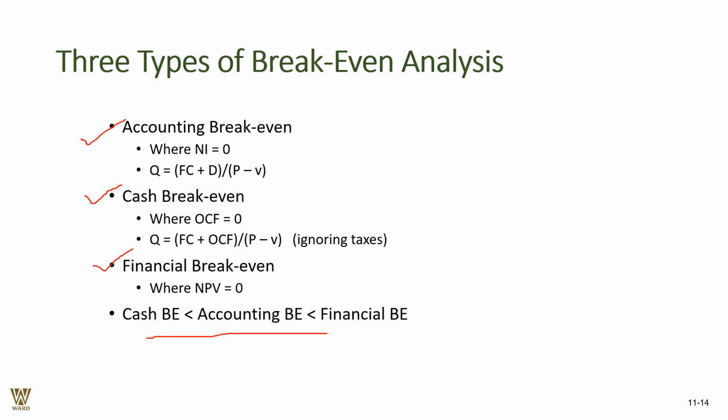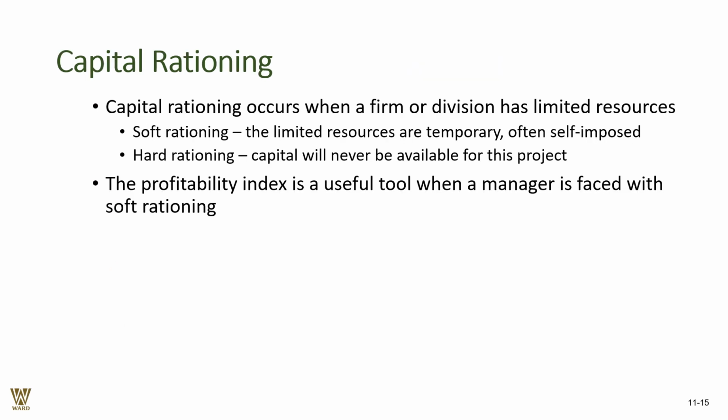Remember, financial break-even is more important than accounting break-even, which is more important than cash break-even. The other way around to put it: cash break-even is smaller than the accounting break-even, which is even smaller than the financial break-even. So, which is most important? Financial break-even. Or should I put it in other words? Financial break-even is more important than the accounting break-even. Accounting break-even is more important than the cash break-even.